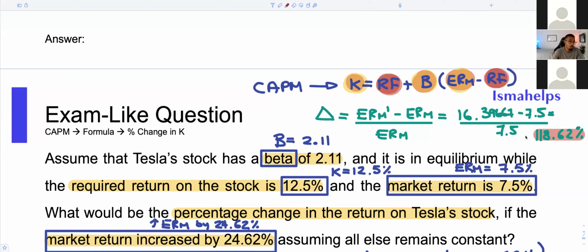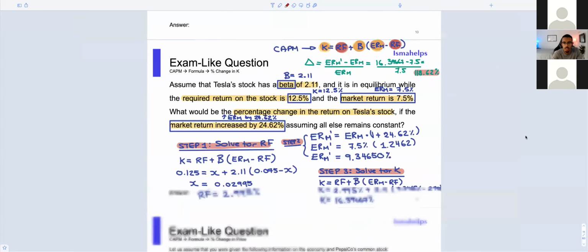But the thing is, that's not a percentage. Percentage is literally a percentage. So you do that times 100. That would give you the correct percentage, which is 118.62%.